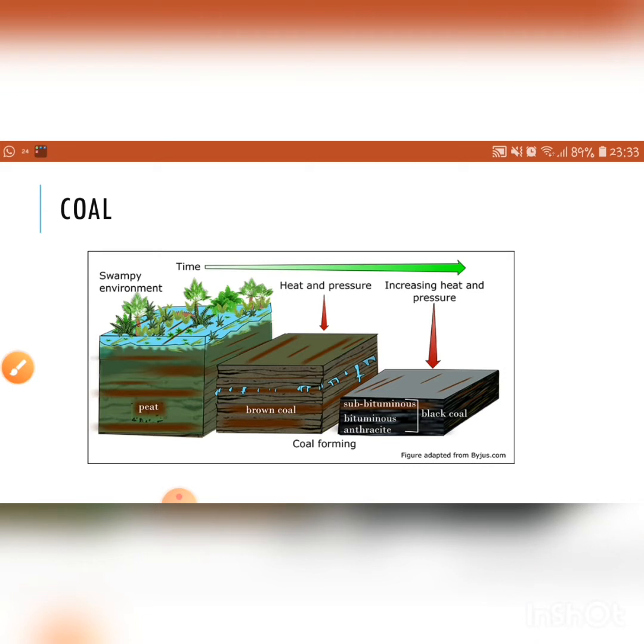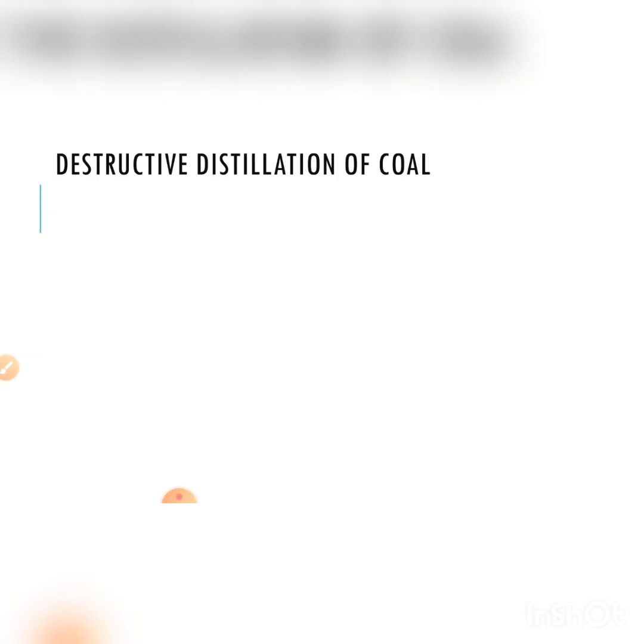Now, after the formation of coal, this coal is extracted with the help of a mining process that may take place on the surface of the earth, or that may be underground mining. Now, when we get the coal, the next step is the destructive distillation of that coal. Destructive distillation means that the coal is decomposed at higher temperature in the absence of air. When coal is decomposed at high temperature in the absence of air, it gets separated into three fractions.